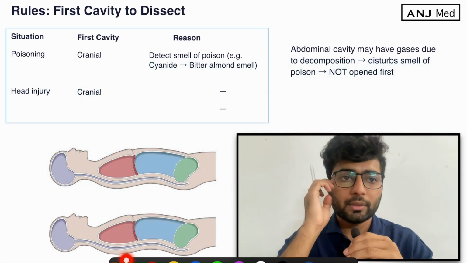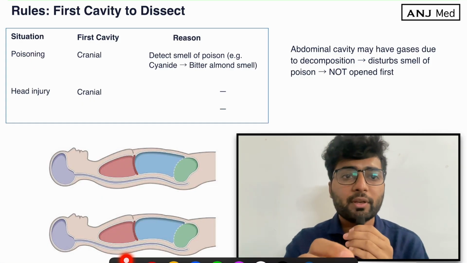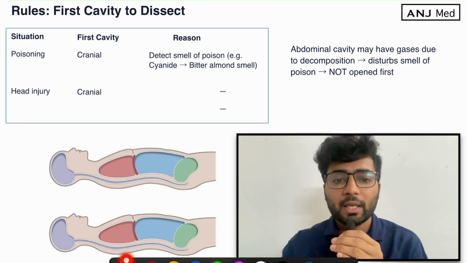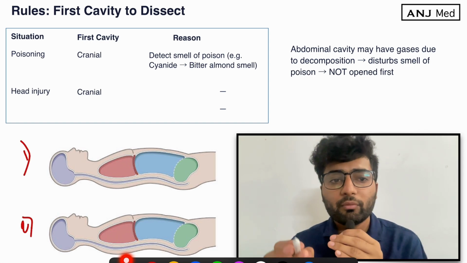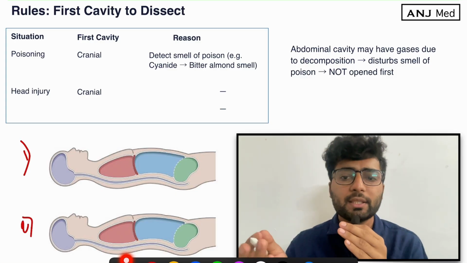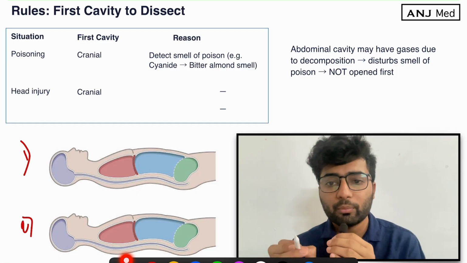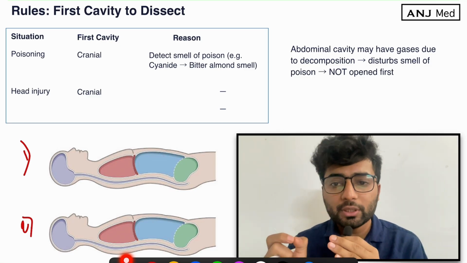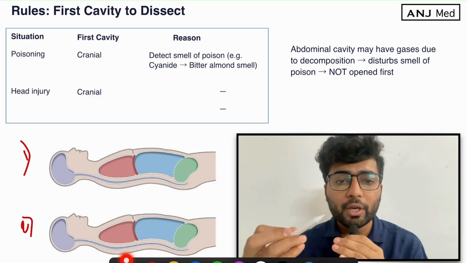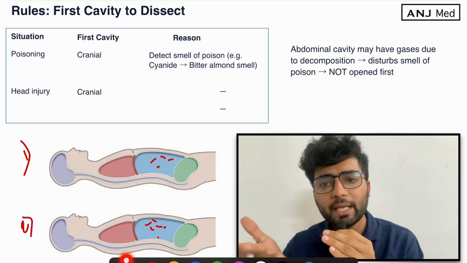What are the rules of dissection? Whenever there is a case of poisoning, the first cavity to dissect is cranial. Why? Let's take an example. This is example 1 and this is example 2. Person 1 has died due to any other reason, let's say myocardial infarction, and person 2's death is due to poisoning, let's say cyanide poisoning. Whenever a person is dead, in both cases there will be decomposition. The bacteria will decompose the body and there will be decomposition gases in the abdomen, so the abdomen will have decomposition gases in every death.